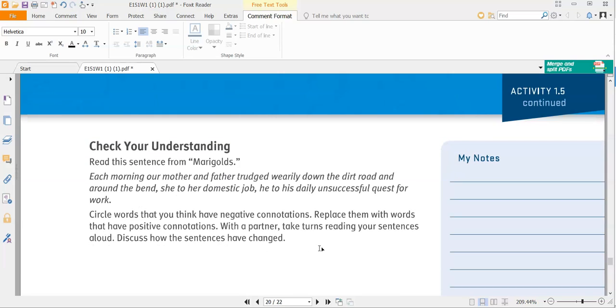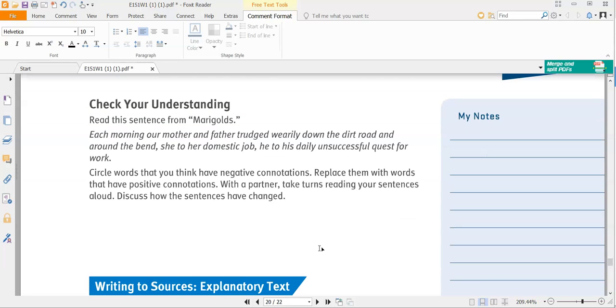So then you have a check your understanding. So read the sentence from Marigolds. "Each morning, our mother and father trudged wearily down the dirt road and around the bend. She to her domestic job, he to his daily unsuccessful quest for work." Circle words that you think have negative connotations. Replace them with words that have positive connotations. Ignore the part that says with the partner. But we are going to write a sentence or two about how the sentence changed once we changed it from negative to positive.